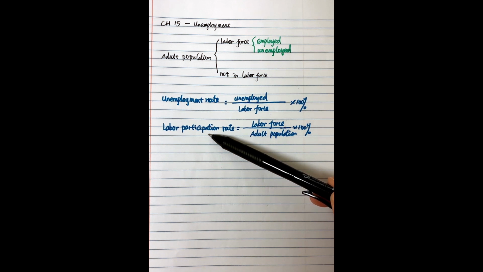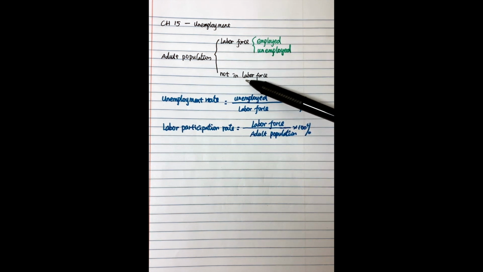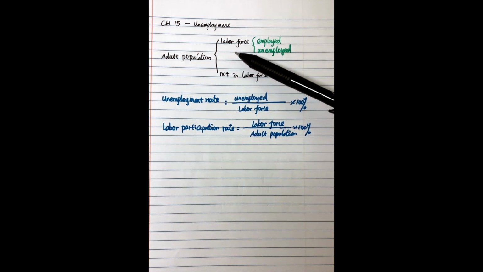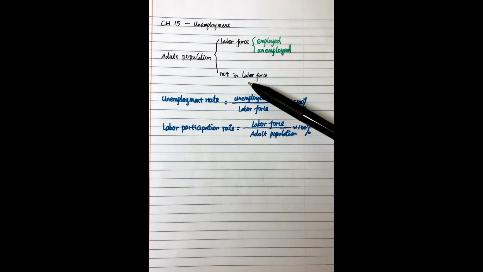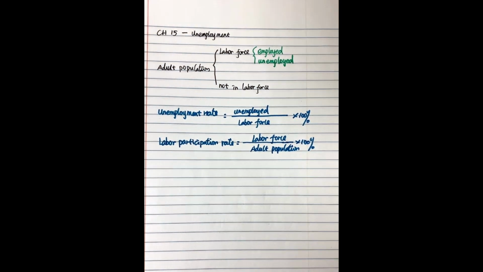The Bureau of Labor Statistics divides the adult population into two big categories: the labor force and not in the labor force. Within the labor force category, it also divides the population into two subcategories, employed and unemployed. Okay. Therefore, based on the labor force statistics, we can compute the unemployment rate.